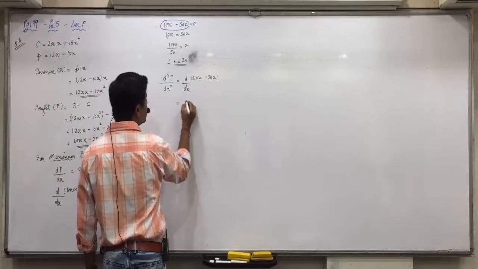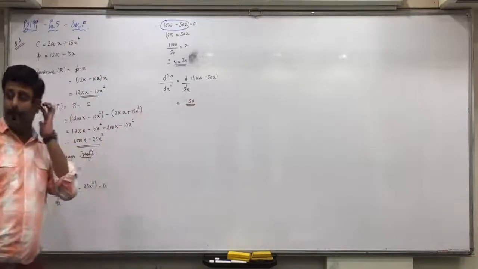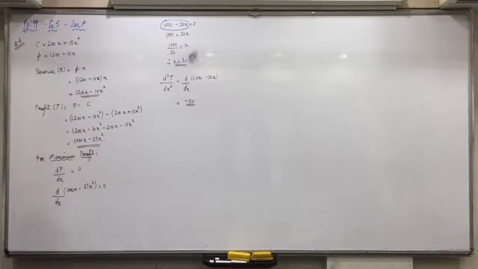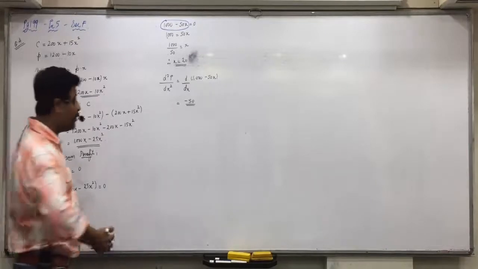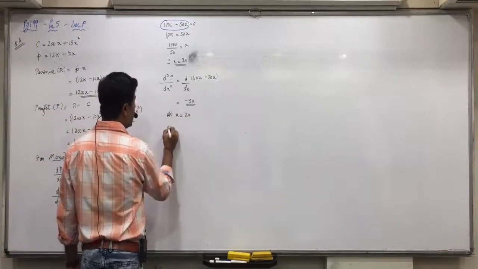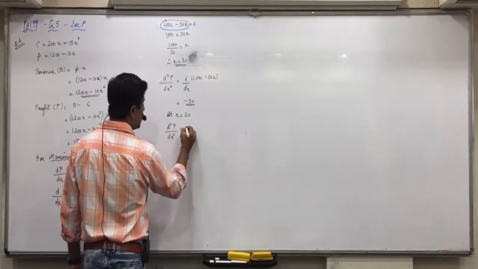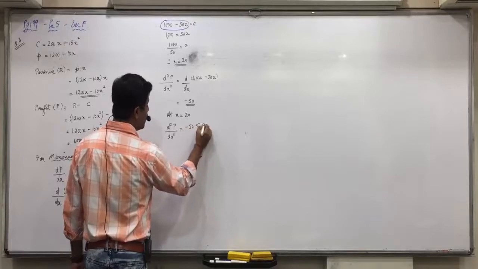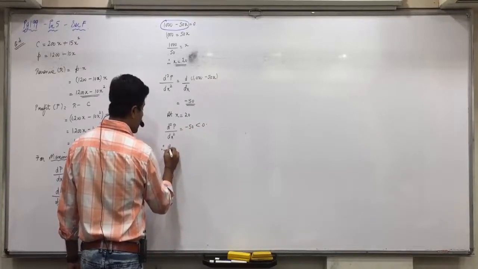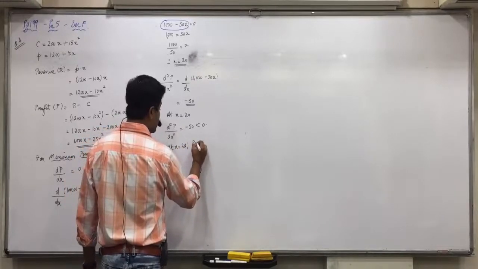1000 becomes 0, minus 50x becomes minus 50. See, automatically it comes negative or not? Even at x equals to 20, it's going to remain minus 50 only. At x equals to 20, d square P upon dx square is minus 50, which is less than 0. Therefore, at x equals to 20, profit is maximum.